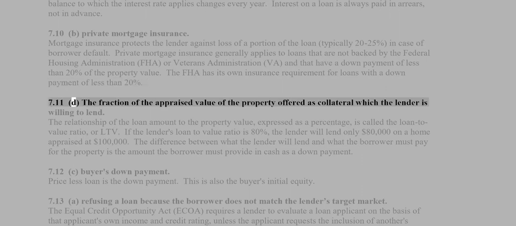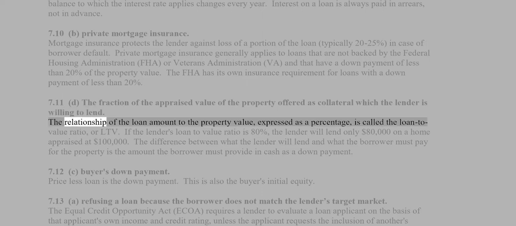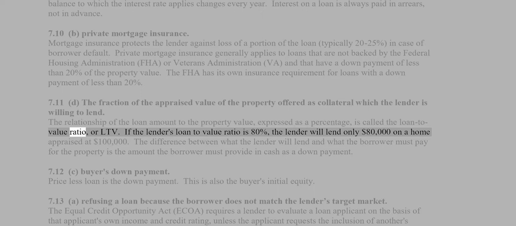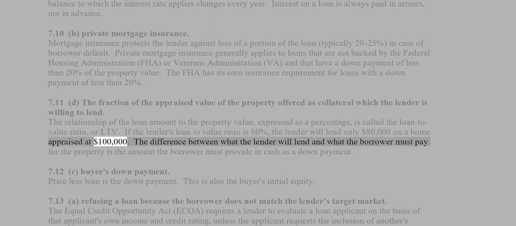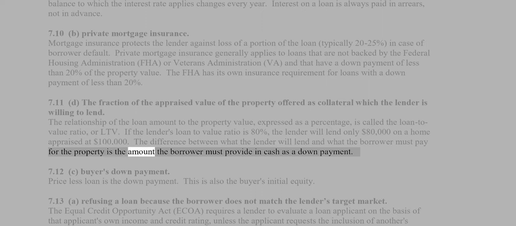7.11 d. The fraction of the appraised value of the property offered as collateral which the lender is willing to lend. The relationship of the loan amount to the property value, expressed as a percentage, is called the loan-to-value ratio, or LTV. If the lender's loan-to-value ratio is 80%, the lender will lend only $80,000 on a home appraised at $100,000. The difference between what the lender will lend and what the borrower must pay for the property is the amount the borrower must provide in cash as a down payment.